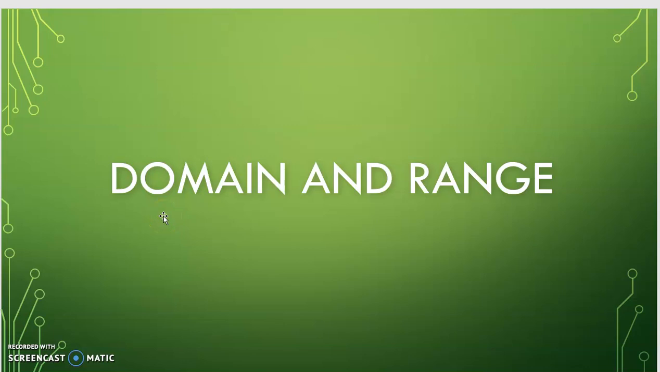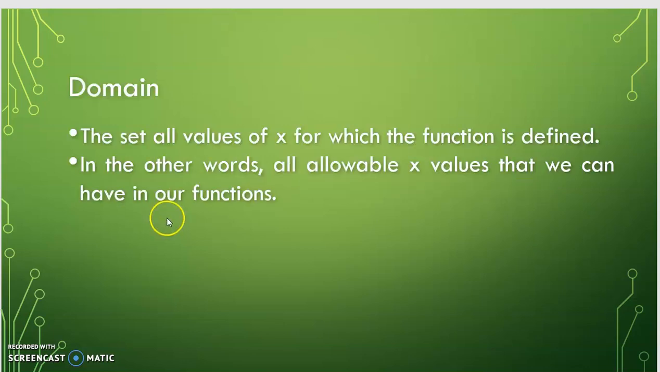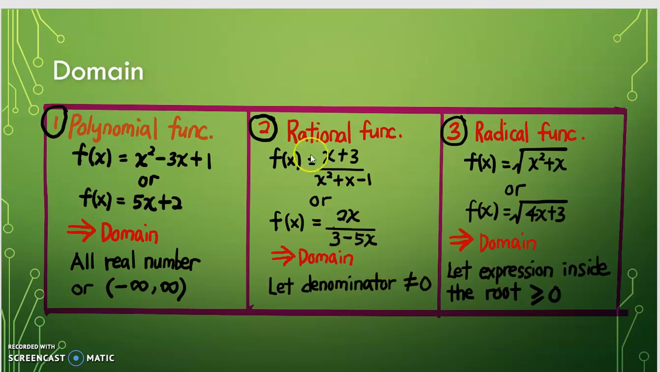Next, we look at domain and range. Domain is the set of all values of x for which the function is defined. In other words, all allowable x values that we can have in our function. For domain, we will concentrate on three types of function. First, we'll look at polynomial function, then move on to rational function, and finally, radical function.